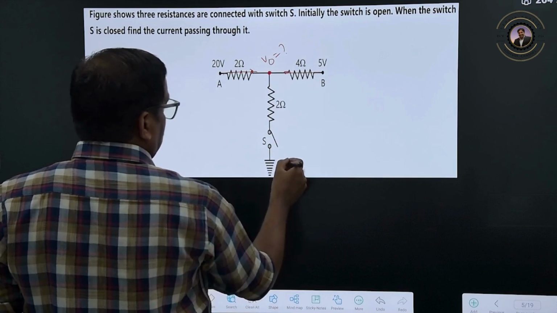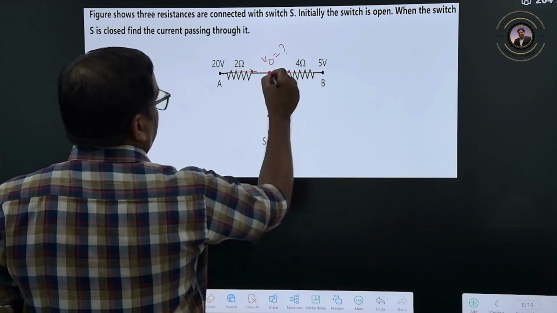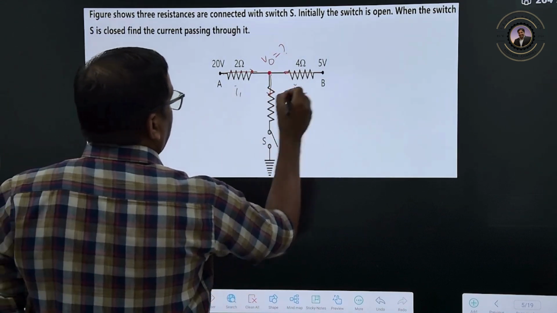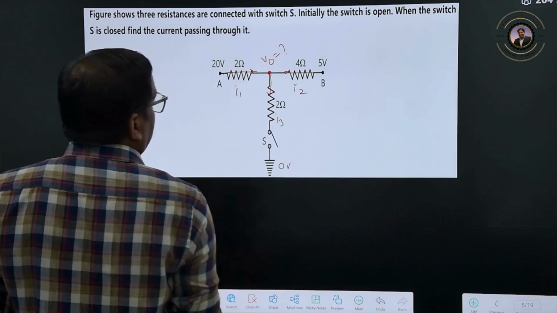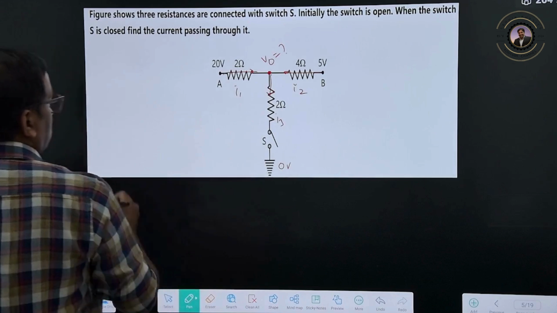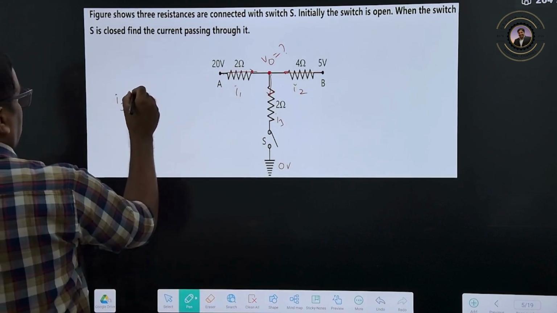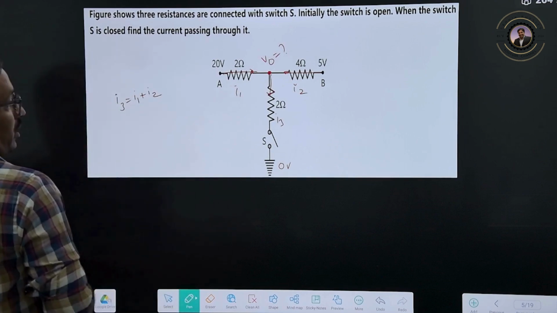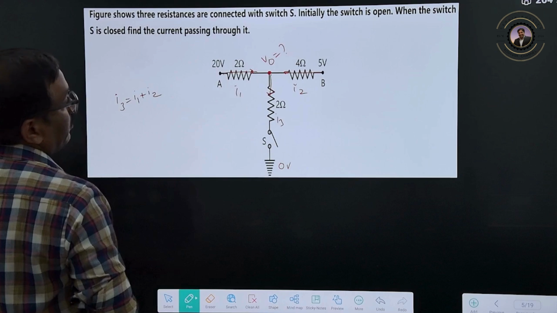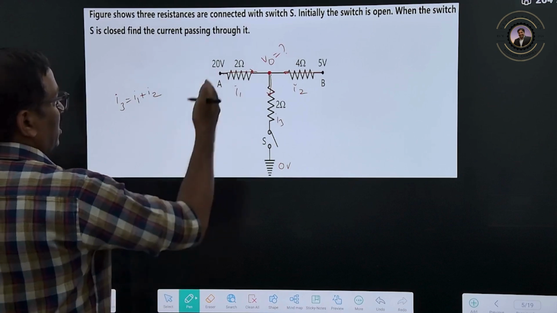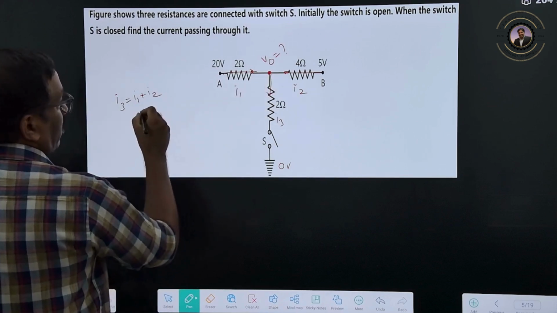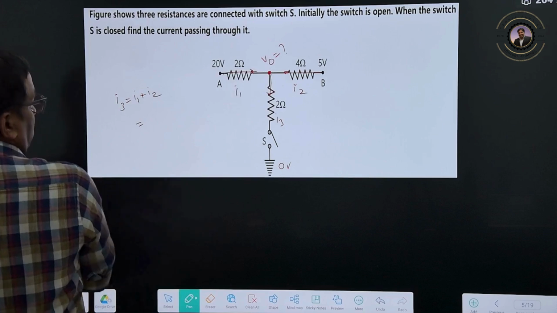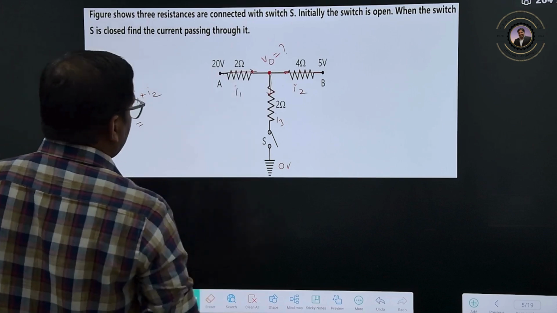So here this is 0 volts, therefore the currents are coming to this side now. Suppose this is I1 and I2, so this is I3. So I3 is nothing but I1 plus I2, clear? So I3, so what you can write, or just add these two. I1 is the potential difference, but we don't know the potential difference here. We will calculate the potential first.